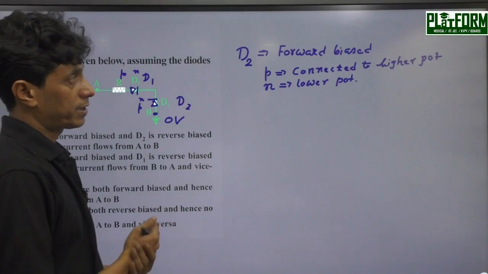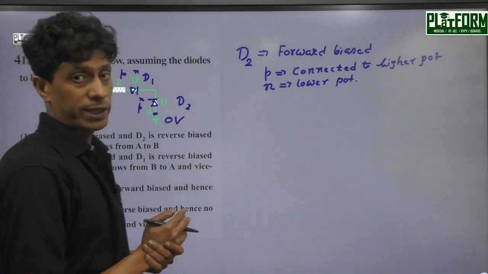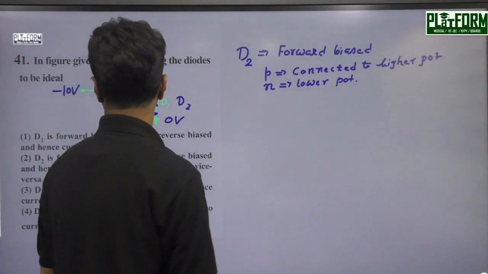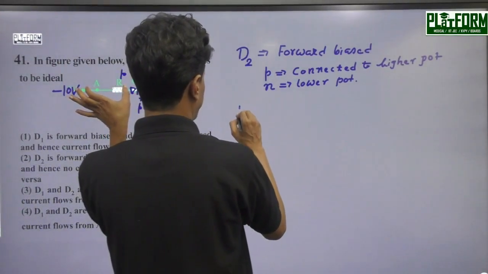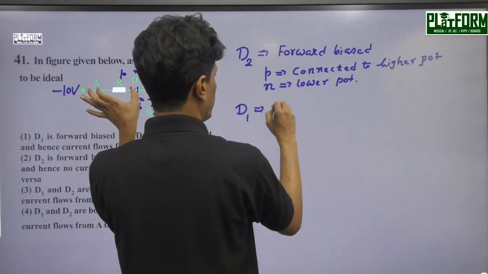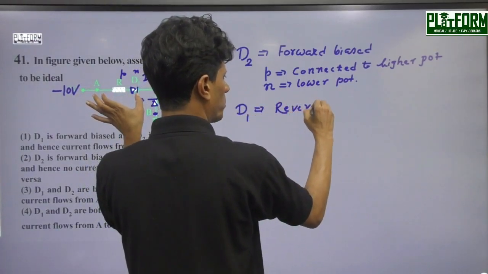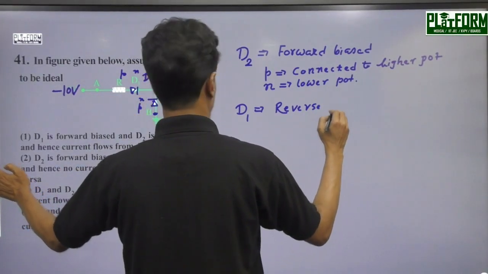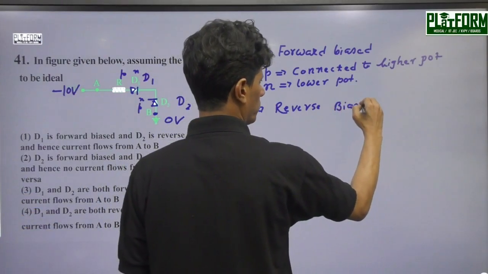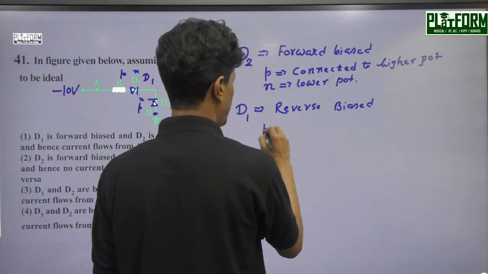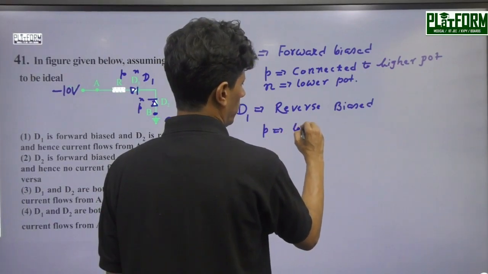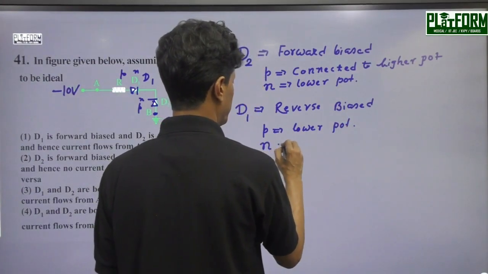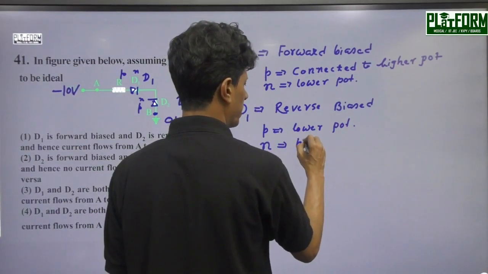So majority carriers are responsible for conducting the electricity through the diode, whereas D1 is in reverse bias, because its P end is connected to lower potential and N is connected to higher potential.